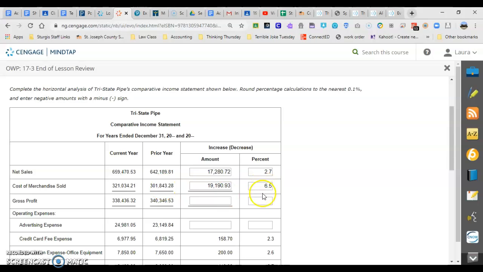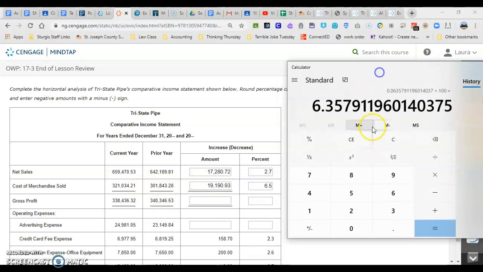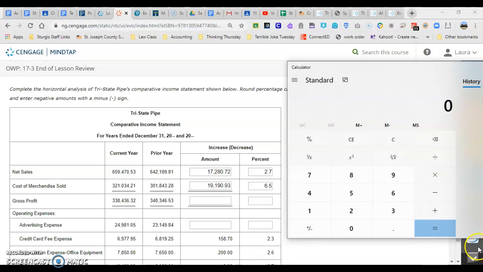So actually their cost of sales, their cost of goods sold went up though, right? That's not a favorable trend, but it's an increase. So then looking at their gross profit, you can see that their current year, it went down, even though their sales went up, their cost of merchandise sold also went up more. So they actually are not going to make more money, even though their sales went up.